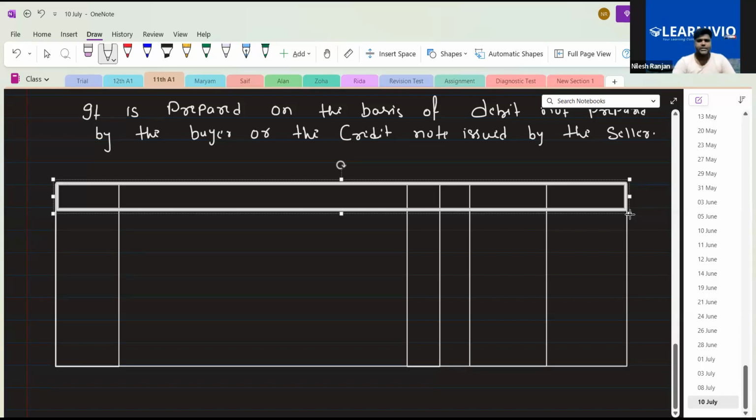So anything that is given in the question, this purchase book will be prepared on that basis. If we are returning goods and have not received any credit note from the seller, then we will create our own debit note and issue it to the seller. We will send it to him that these goods are returned to you. The value of these goods I'm deducting from the amount payable to you. So that is a debit note.